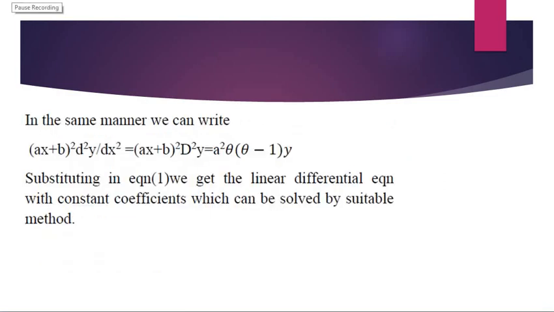In the same manner, we write (ax plus b) the whole squared into d squared y by dx squared as (ax plus b) the whole squared D squared y, that is equal to a squared theta into theta minus 1 into y. Substituting these values in equation 1, we get a linear differential equation with constant coefficients, which can be solved by a suitable method.